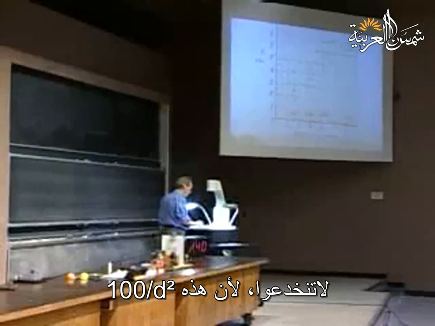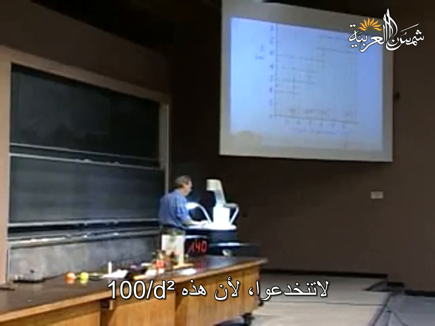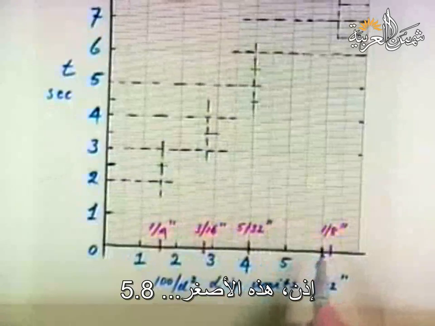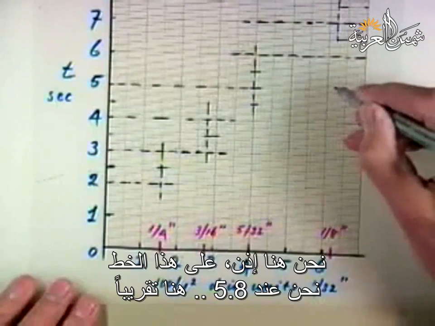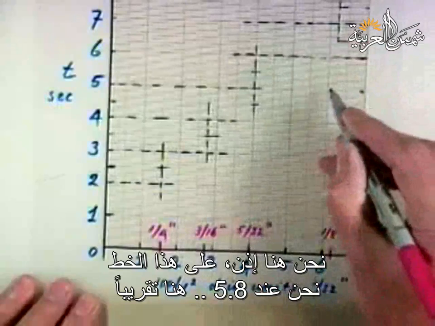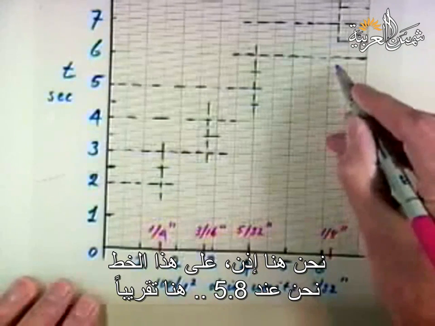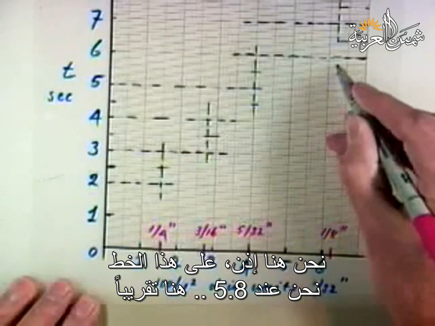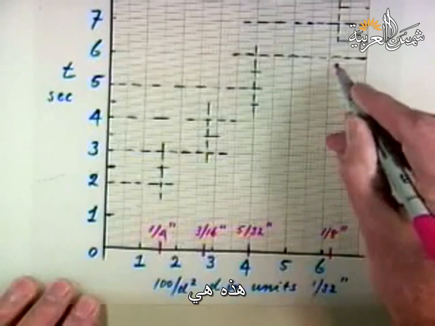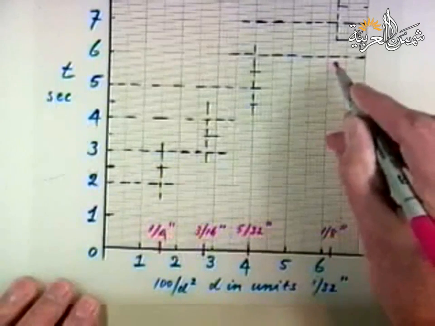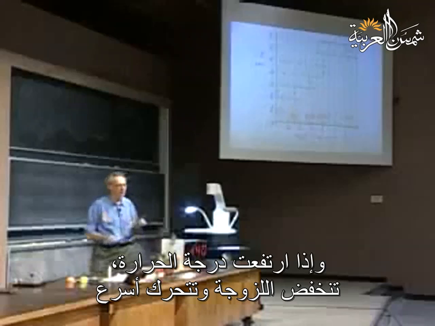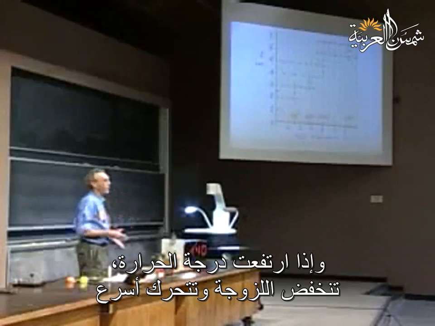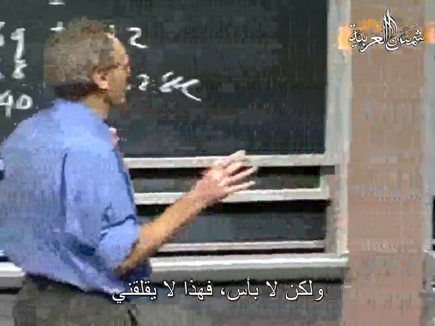Don't be misled, because this is 100 divided by d squared. So this is the smallest one, 5.8. So we are here on this line, and we are at 5.8, somewhere here. That's it. Notice the point is lower than where I expected it. And the reason is the temperature went up. And if the temperature went up, then the viscosity goes down and they go faster. But that's okay. That doesn't worry me.